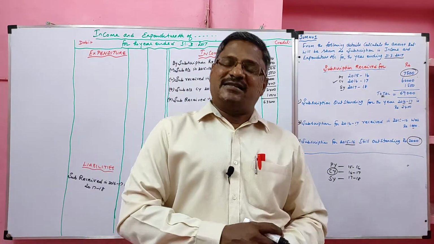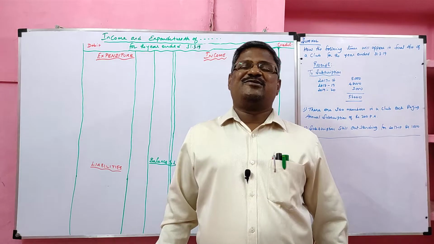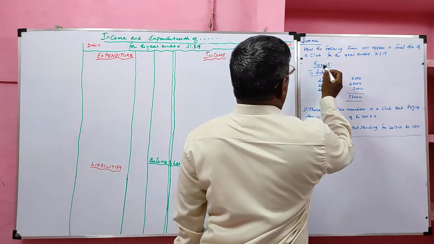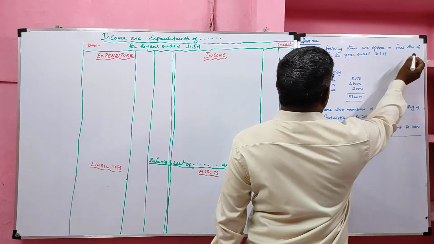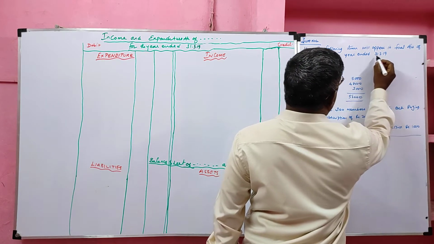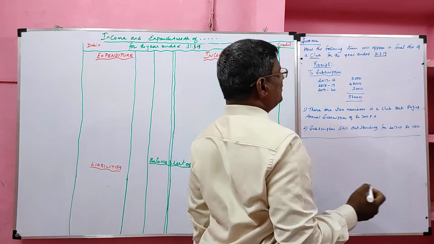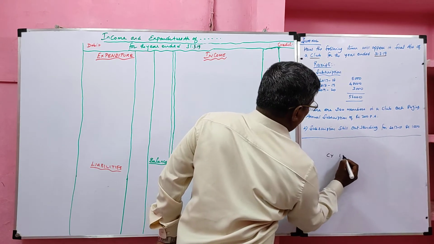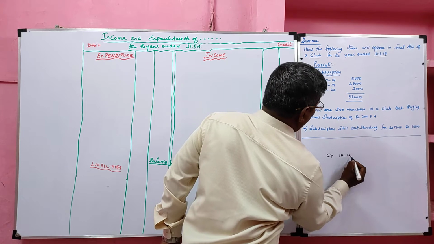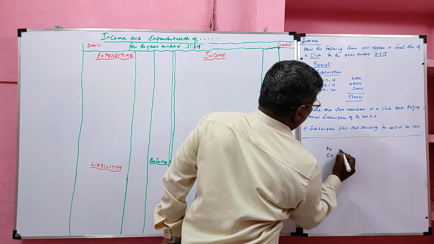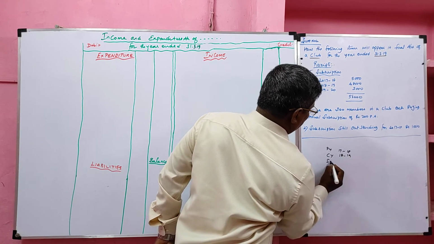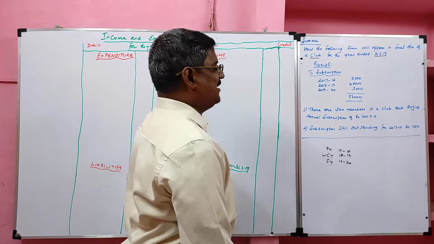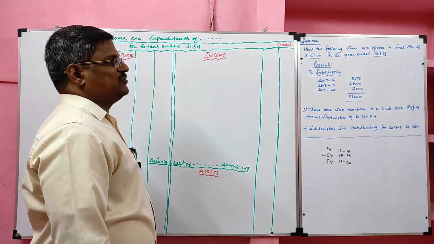Students, let me see the second problem. Sum number 2. How the following items will appear in the final accounts of a club for the year ended 31st March 2019. Okay. Our current year is 2018-19. Our previous year is 17-18. Our subsequent year is 19-20. So we are preparing accounts for the year ended 31st March 2019.